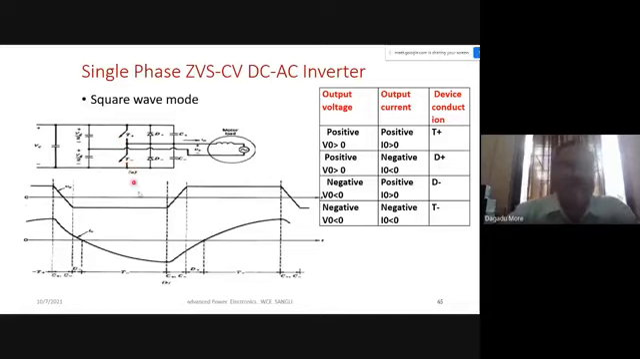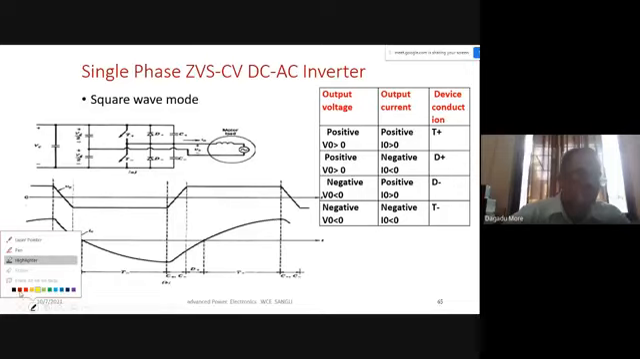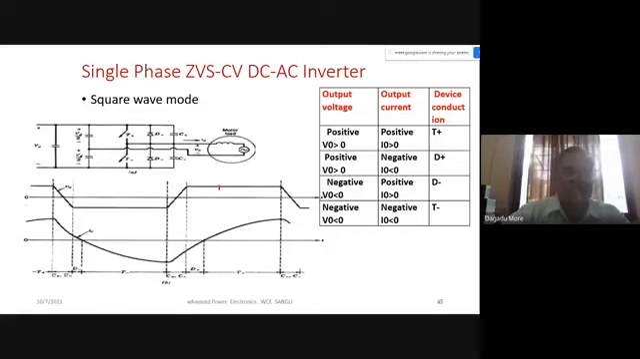Now let us consider the output voltage. So let us consider a steady state case. Whenever our output voltage is positive, let us consider this part of the waveform where our output voltage is positive and our current is positive. Consider the first case, our output voltage is positive and the current is also positive.